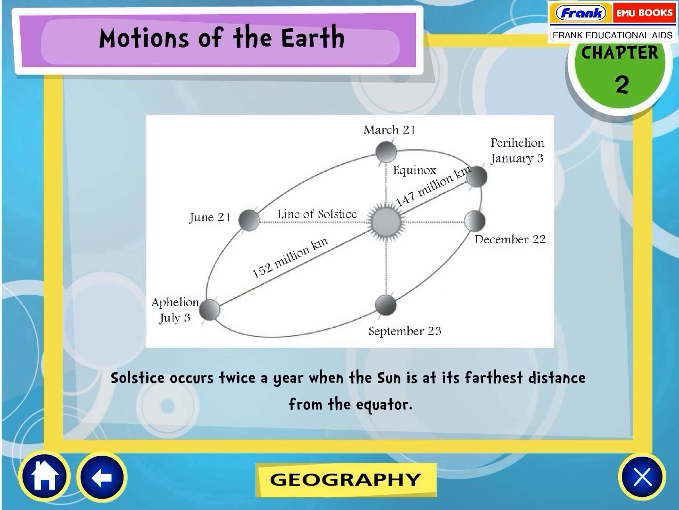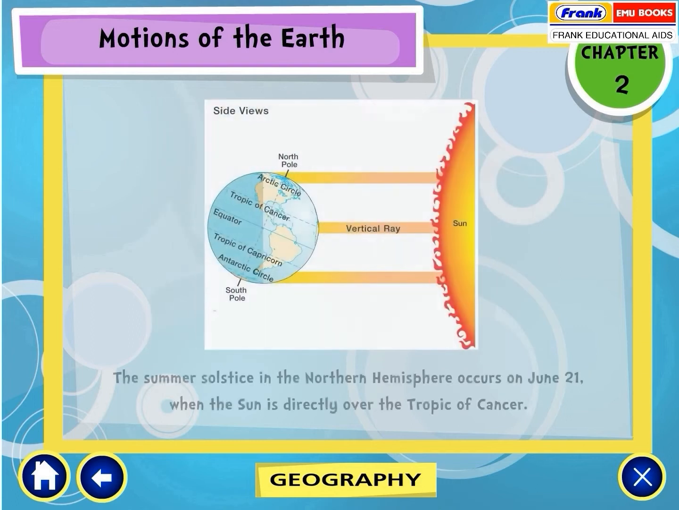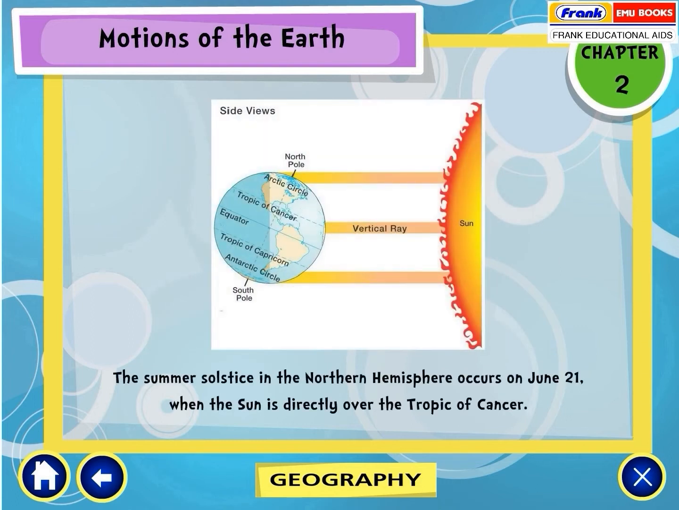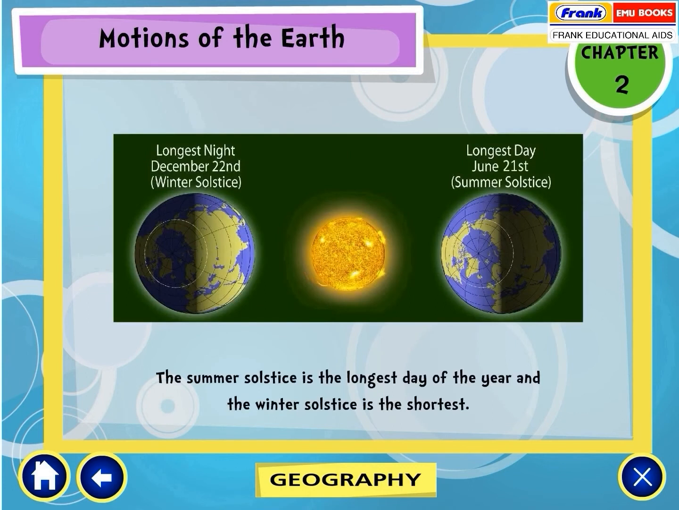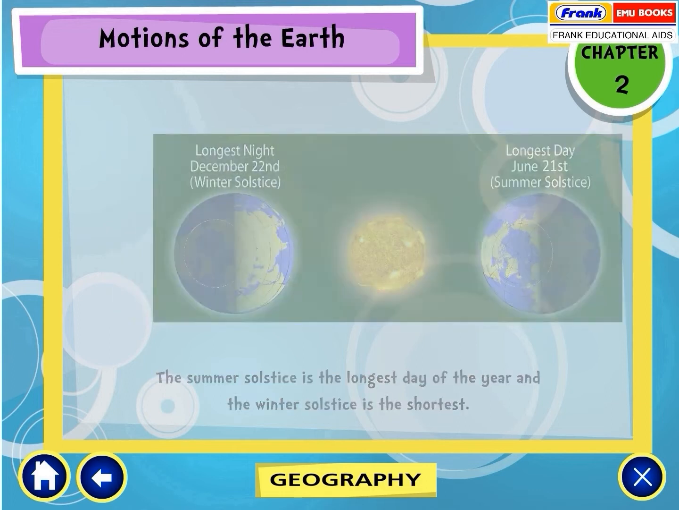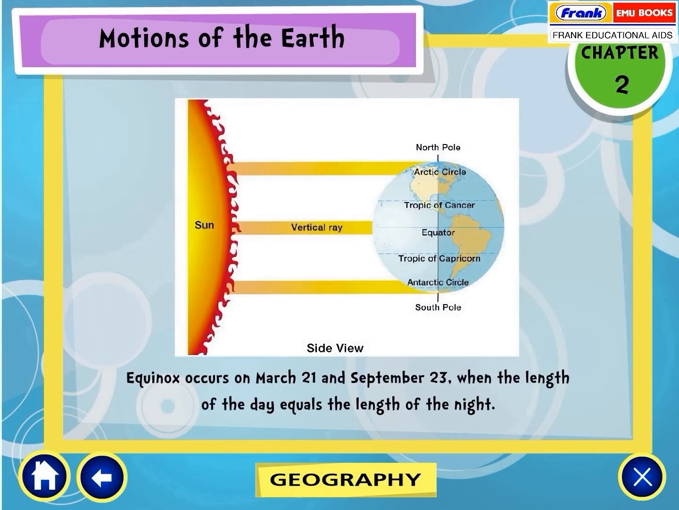Solstice occurs twice a year when the Sun is at its farthest distance from the equator. The summer solstice in the northern hemisphere occurs on June 21 when the Sun is directly over the Tropic of Cancer. The winter solstice occurs on December 22 when the Sun is directly over the Tropic of Capricorn. The summer solstice is the longest day of the year and the winter solstice is the shortest. Equinox occurs on March 21 and September 23 when the length of the day equals the length of the night.